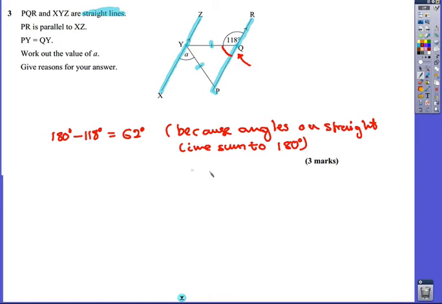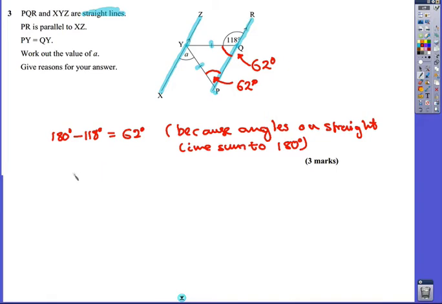And all of this would give you 1 mark. This won't give you any mark. Moving on. Now, since this is 62 degrees, and we know that this is an isosceles triangle, the base angles must be the same. So this is also 62 degrees.